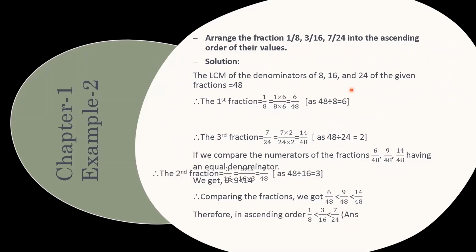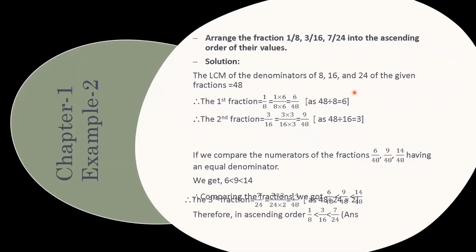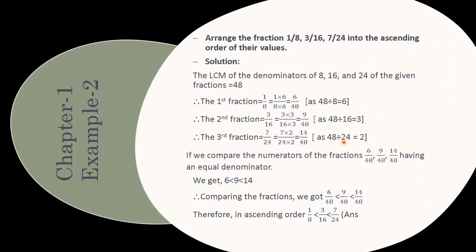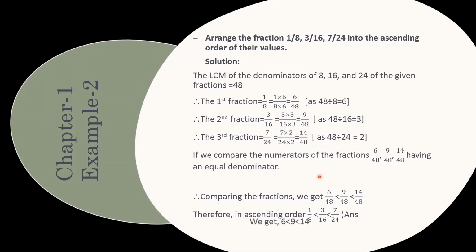So from the first, second and third fraction, we got the equal denominator, which is 48, and after comparing their numerator value, we got that 6 divided by 48 less than 9 divided by 48 less than 14 divided by 48. And therefore, in ascending order, the fractions will be 1 divided by 8 less than 3 divided by 16 less than 7 divided by 24.